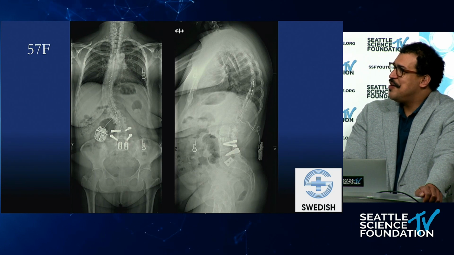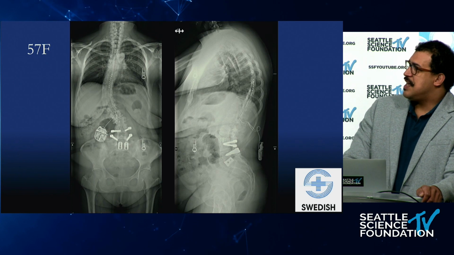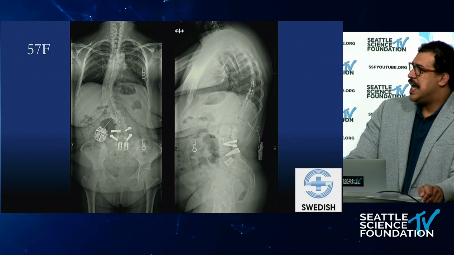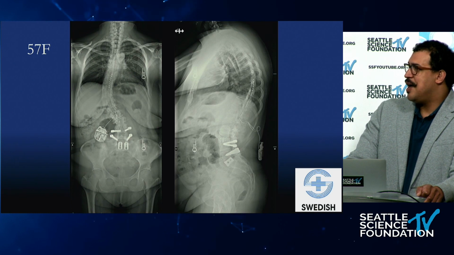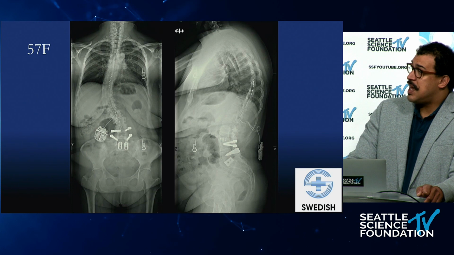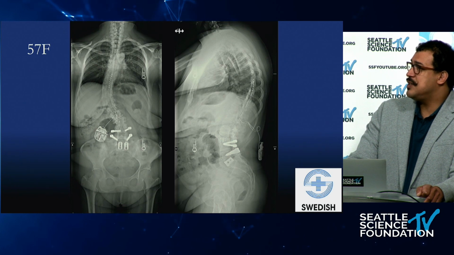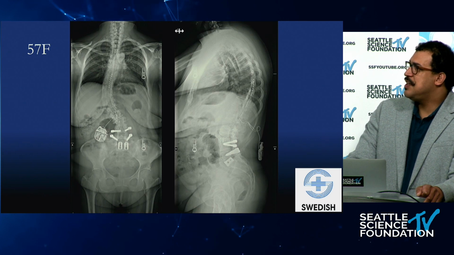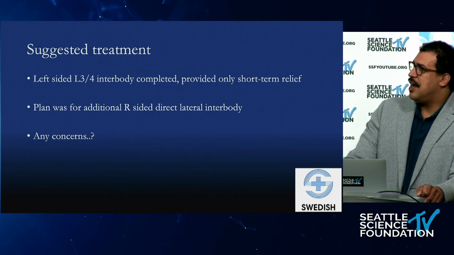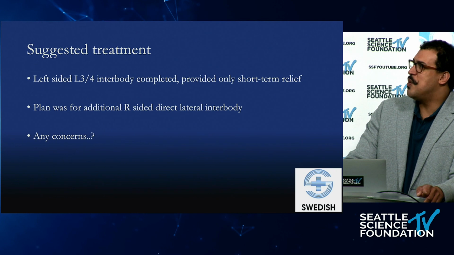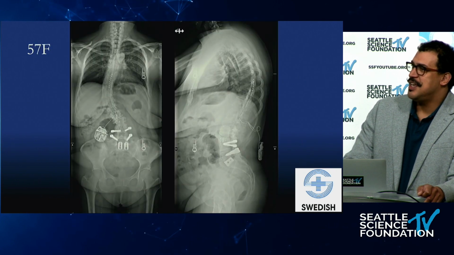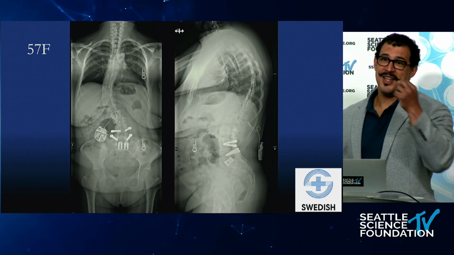So I don't know if we can get some thoughts from the crowd. This lady has had multiple surgeries, obviously, had a standalone lateral above her L4-5, still had symptoms. The recommendation, I think it was a left-sided lateral. The recommendation was to come back and do a right-sided lateral interbody. Any thoughts on whether this would be appropriate or not? Anyone do standalone lateral?